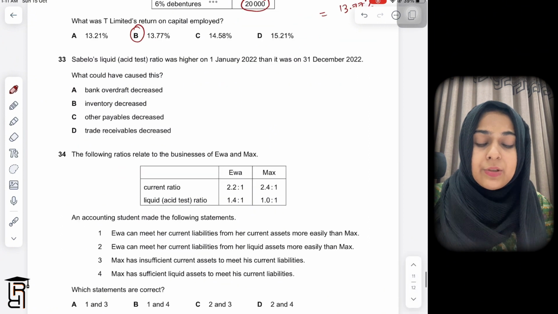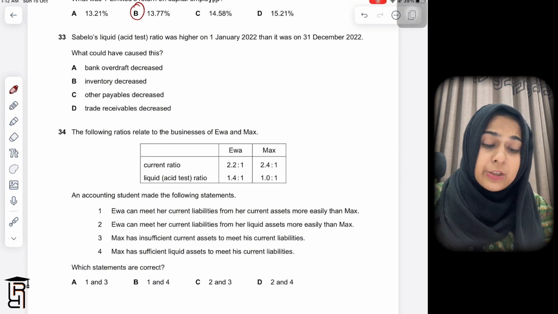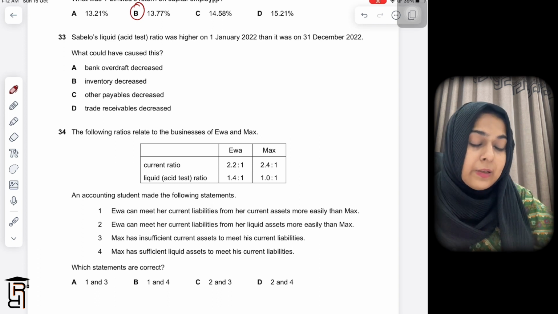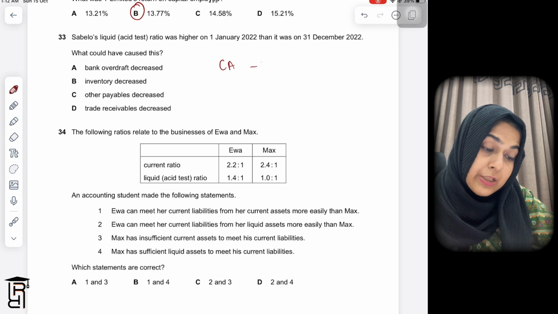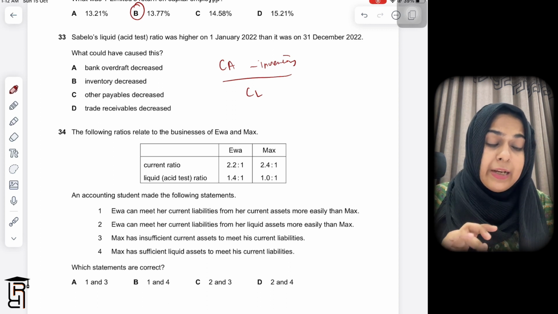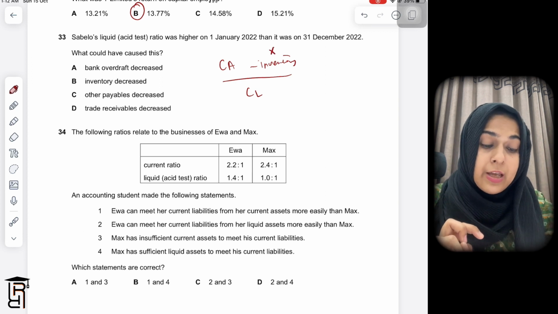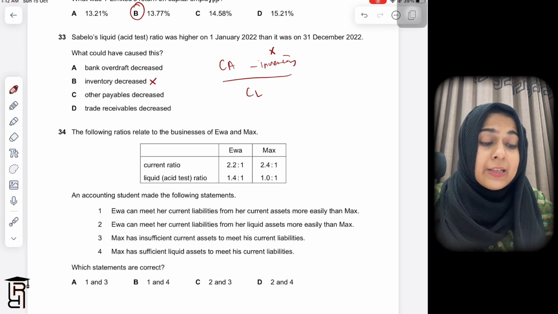Okay, question number 33 is saying Sabello's liquid asset test ratio was higher on 1st January 2022 than it was on 31st December 2022. So 1st January is the start of the year, 31st December 2022 is the end of the year. What could have caused this? The liquid asset test ratio is current assets minus inventory divided by current liabilities. Inventory is not going to affect this ratio because you're already subtracting it, so you just need to cancel out the inventory option.